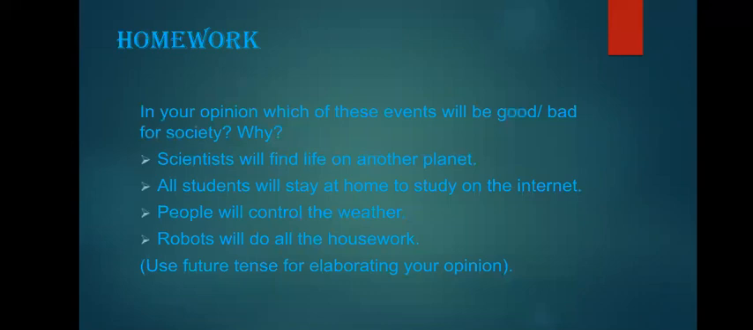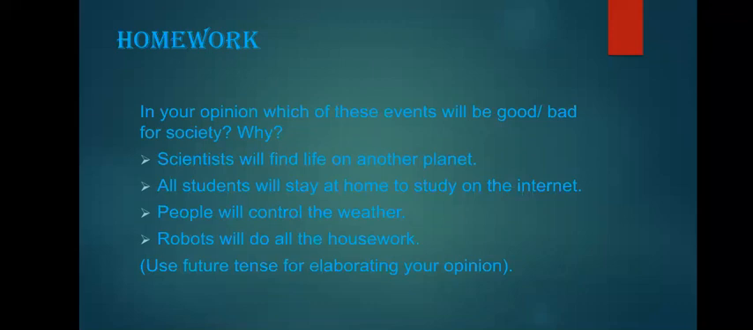Okay, so you have homework here. In your opinion, which of these events will be good or bad for society, and why? You actually have to write these things in the future context, that is, you're going to use future tense over here. First one: scientists will find life on another planet. That is, if you think scientists would ever be able to find life on some planet other than Earth. Second, all the students will stay at home to study.